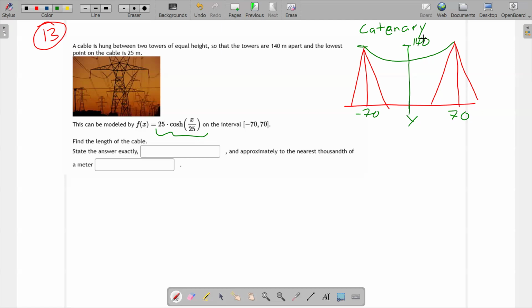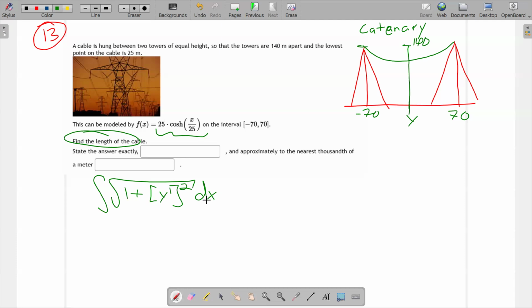All right, so to set this up, let's see, length of the cable. Arc length is a version of the Pythagorean theorem tweaked a little bit. So it's the integral of the square root of 1 plus the derivative squared. So let's work our way up to that.